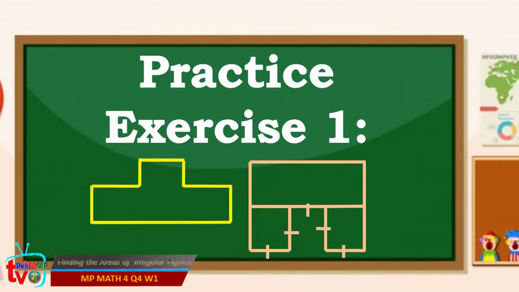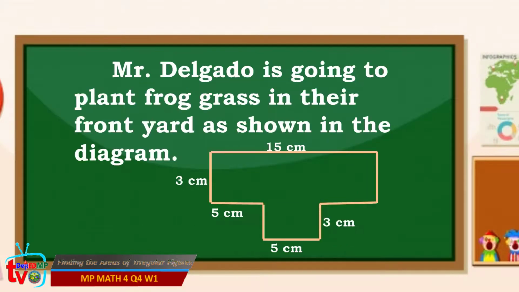Let us have the following activity. Let's see if you can solve the following problem. Read the problem, then do it for 10 seconds. Mr. Delgado is going to plant frog grass in their front yard as shown in the diagram. What is the area of the front yard that will be planted with frog grass?